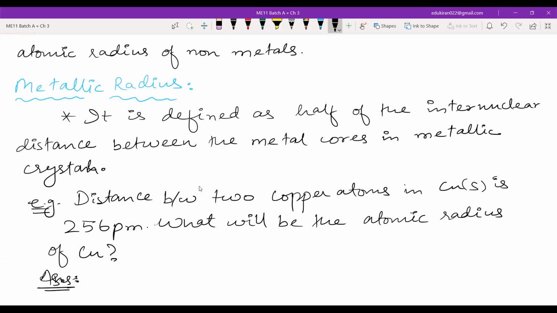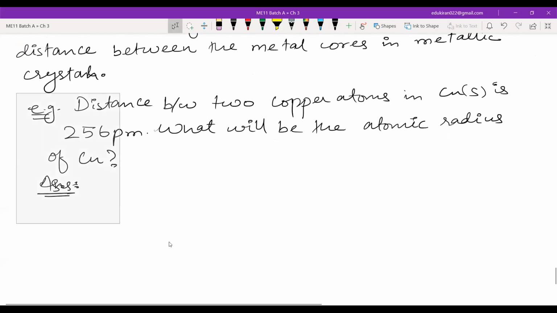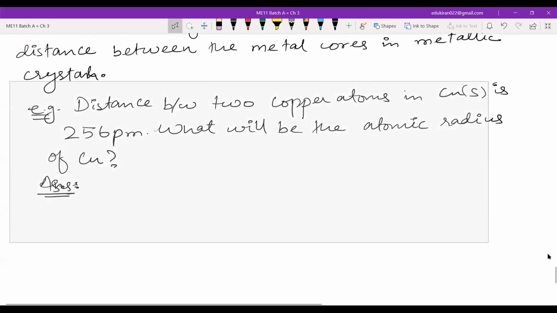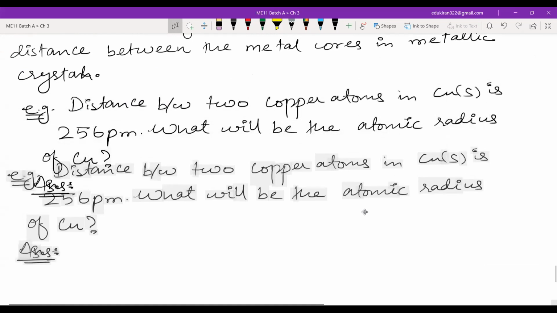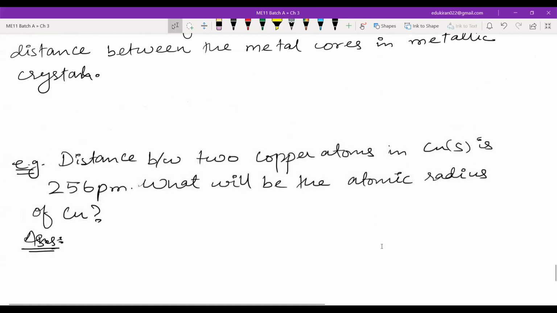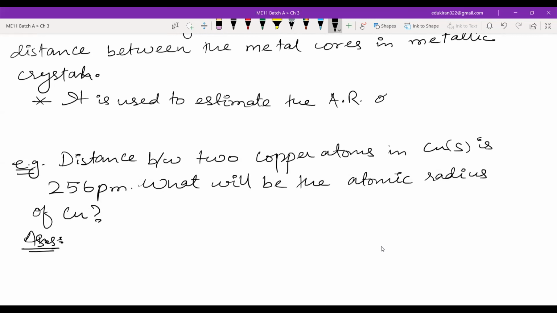Send the answers in chat now. Let me write one more statement, otherwise you will be getting confused here. You will be saying, sir, here it is metallic radius, so how did you write atomic radius? Please write one more point: metallic radius is used to estimate the atomic radius of metals.